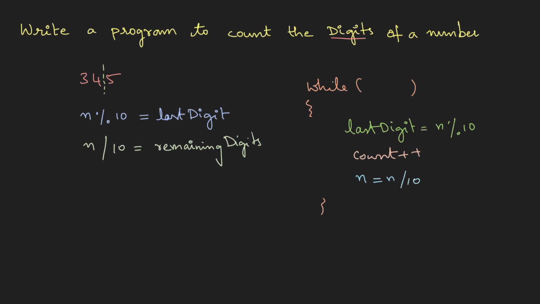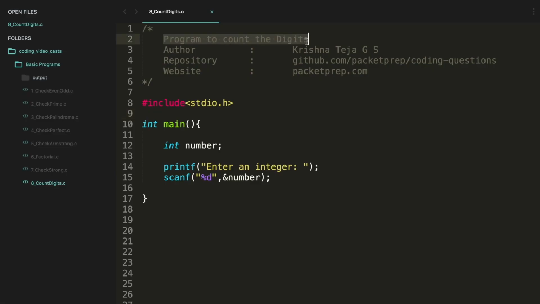So this loop has to go on till n becomes 0. So n not equal to 0 is the condition. After this, simply print the count that should end the program. Program to count the digits.